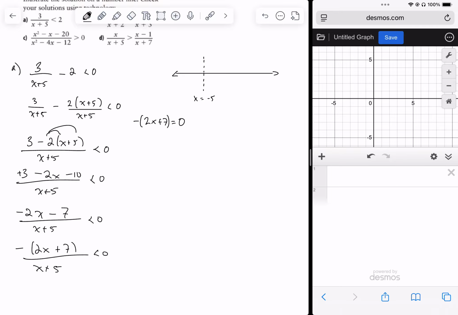Then you divide both sides by negative 1, and you're left with 2x equals negative 7, and then you divide both sides by 2, and you'd be left with x equals negative 7 over 2, or negative 3.5. So I'm going to have an x-intercept somewhere at negative 3.5 and 0.